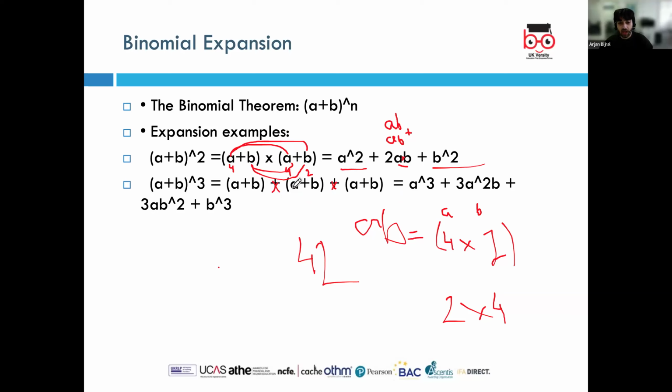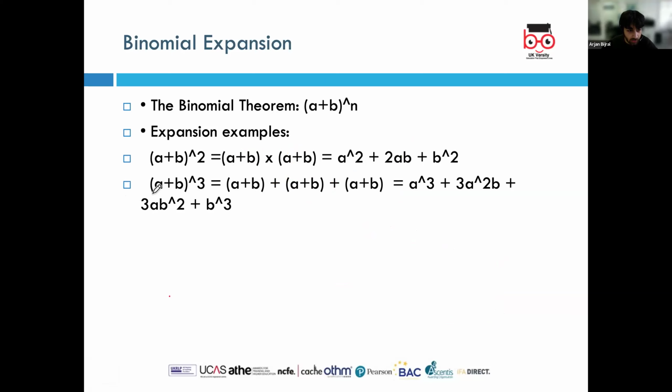plus b squared. Now, the way I would approach this is doing the exact same thing. So we started off with, I'm going to erase some of this writing, and then we can go again. I'm going to start here and do the same thing I did for the one above, and write it all out so it's easy for me to visualize.